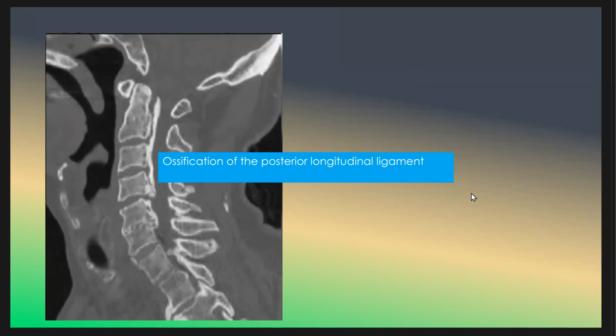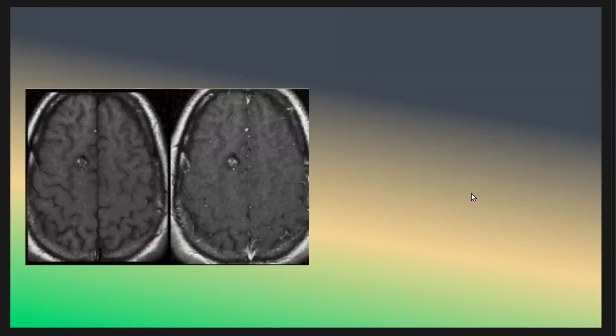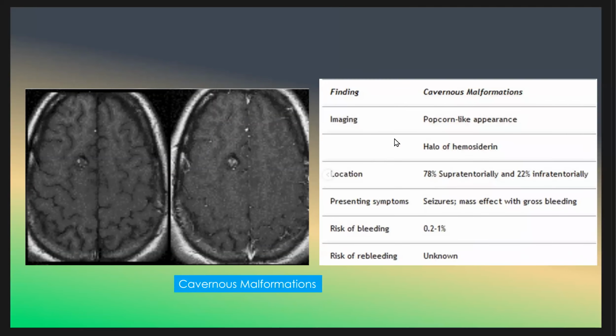The next patient, what do you think the patient has? This patient has popcorn appearance, and this is a classic of cavernous malformation. And here we have the imaging modality imaging of the cavernous malformation.